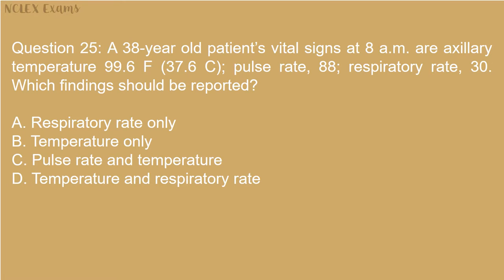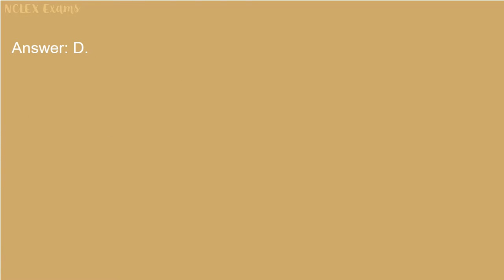Question 25. A 38-year-old patient's vital signs at 8 a.m. are axillary temperature 99.6°F, 37.6°C, pulse rate 88, respiratory rate 30. Which findings should be reported? A. Respiratory rate only. B. Temperature only. C. Pulse rate and temperature. D. Temperature and respiratory rate. Answer D.